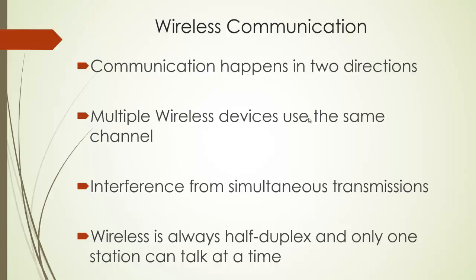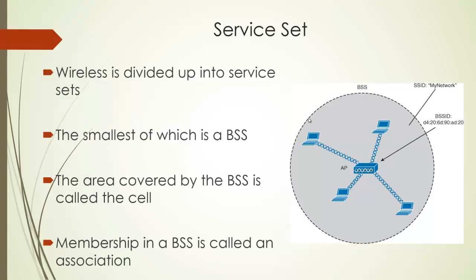All right, wireless is always half duplex. The radio can either send or receive. It can't do both. So only one station can talk at a time. And this is another reason that the N protocol, and any protocol after that, is so much better than A, B, or G, because it has what they call MIMO, multiple input, multiple output. There are multiple antennas and multiple radios, so we can do multiple communications at a time with multiple clients. But typically, your wireless is always half duplex, and only one station can talk to the wireless access point at one time.